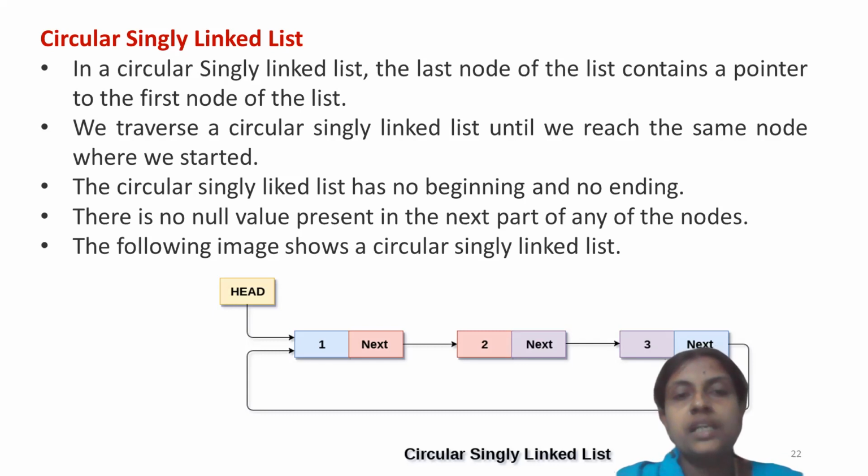The circular single linked list has no beginning and no end. Since we can rotate, from the first we go to the second, from the second to the third, from the third we go back to the first, and again from the first to the second. Like that, since we can move around, there is no beginning and no end. And one more thing, there is no null value present in the next part of any of the nodes. So there won't be a null value at all. This image shows how a single linked list works.